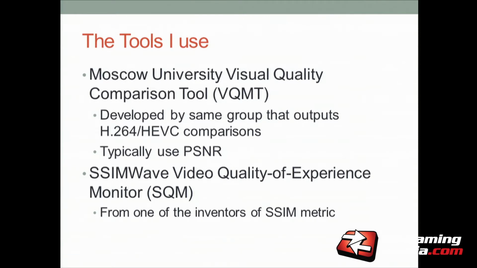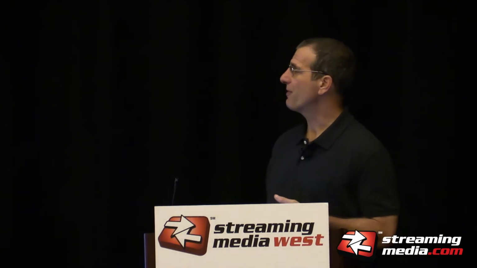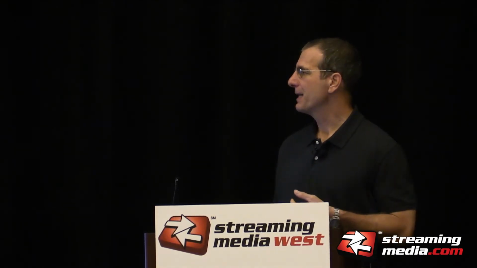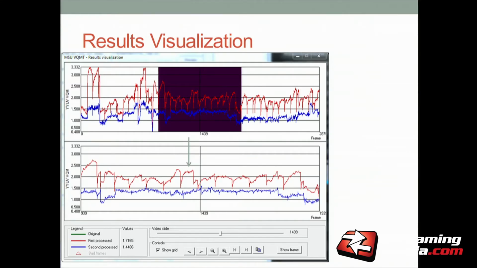So the tools that I use most of the time are the Moscow University tool, VQMT, and the SimWave Video Quality of Experience Monitor, or SQM. And this is how the VQMT works. It's a $9.95 tool. You load the source file here. You can load up to 2 encoded files, which is amazing, if you're comparing 2 different encoding techniques or 2 different data rates. You choose the metric. They support 20 metrics, PSNR, MSSIM, SSIM, and then you press process, and it runs the test, and it gives you this results visualization screen.